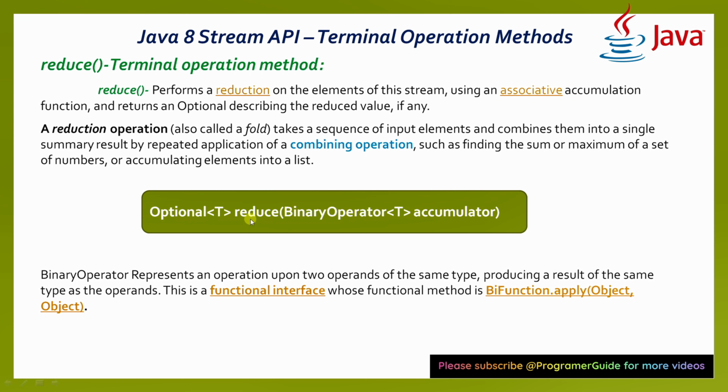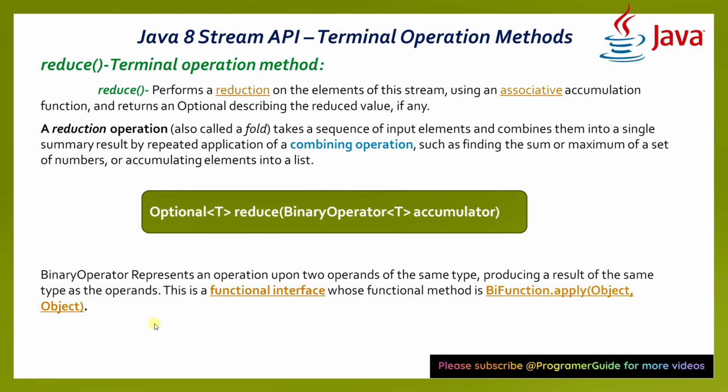The reduce method returns an Optional and takes the input parameter as a BinaryOperator. As you know, a BinaryOperator represents an operation upon two operands of the same type, producing a result of the same type as the operands, and BinaryOperator takes BiFunction as the input argument. Since BiFunction is a functional interface, we can use a lambda expression in place of this BiFunction.